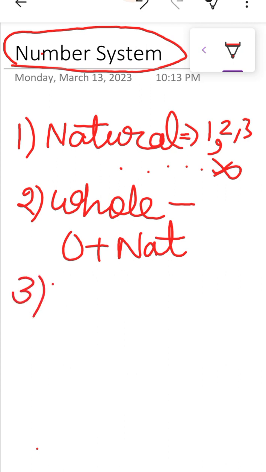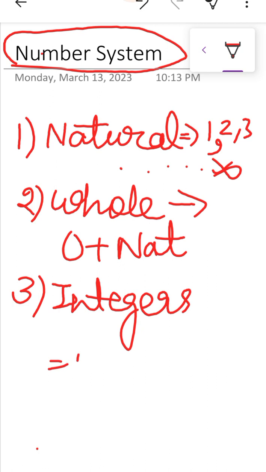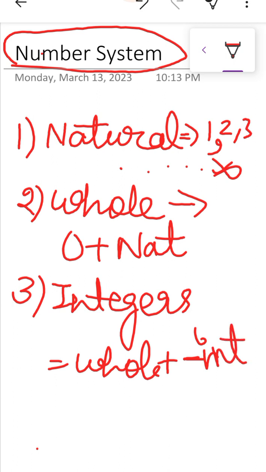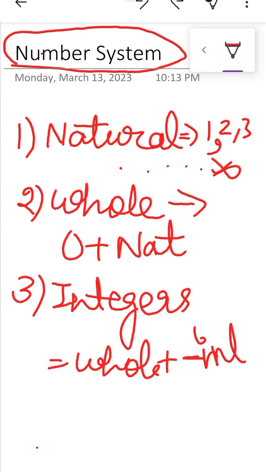Now, what is an integer? We can say whole numbers are the positive integers, right? So what are integers? We can say whole numbers plus negative numbers. Whole numbers plus negative numbers are integers.